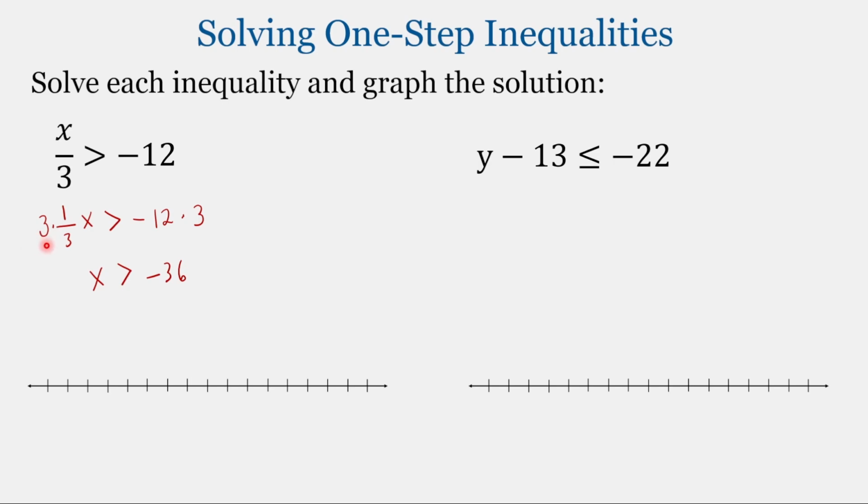So the single step was the same. We multiplied both sides by 3. We would have done the same thing if we did this using inverse operations.